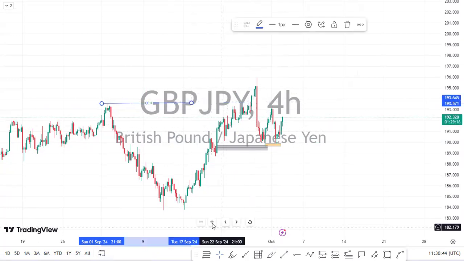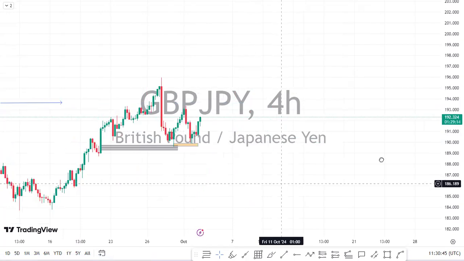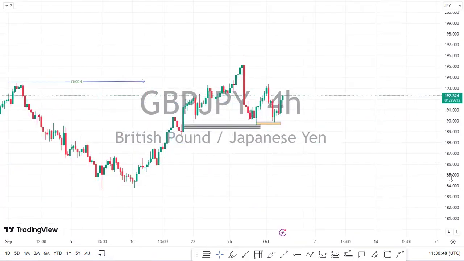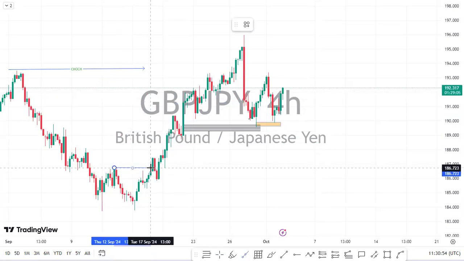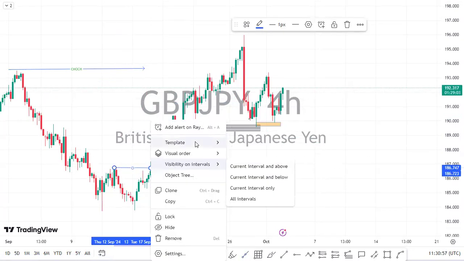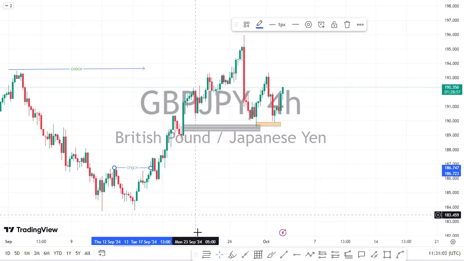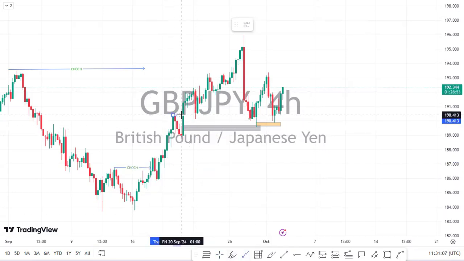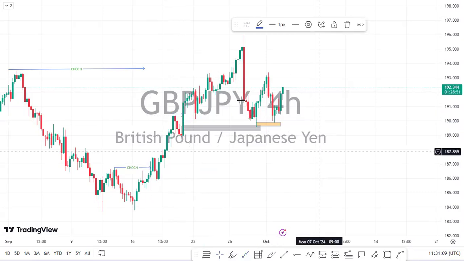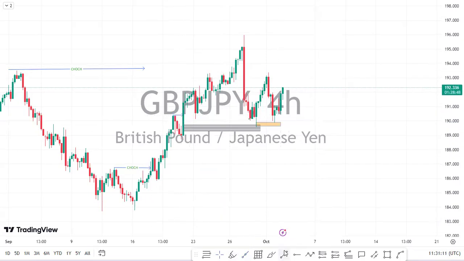Let's now begin to analyze price structure from 4 hours. You must do this to see where you are in the market. So we have a change of character on 4 hours here, the confirmation. Then we have a break of structure. Let me use this. Boom. Now we have another break of structure.